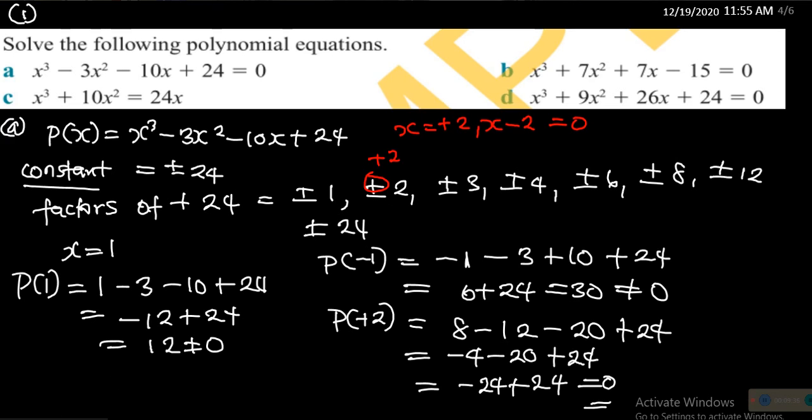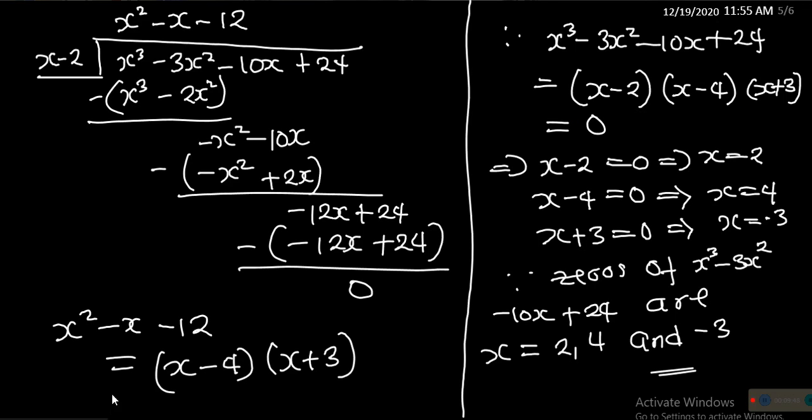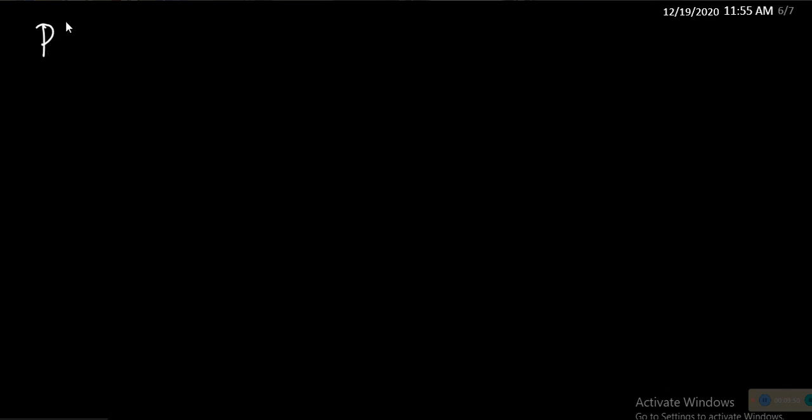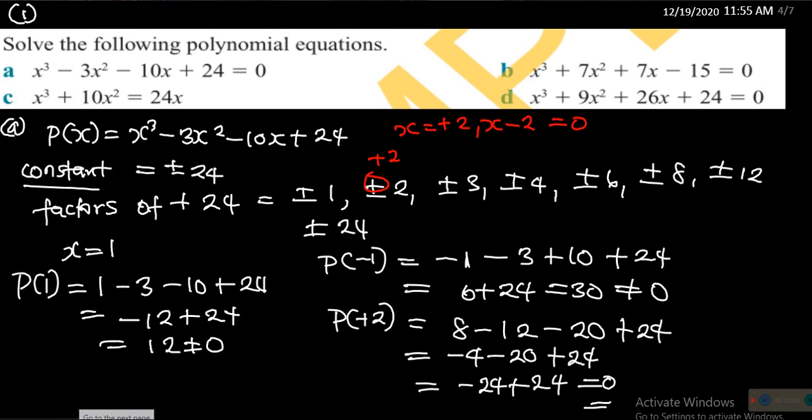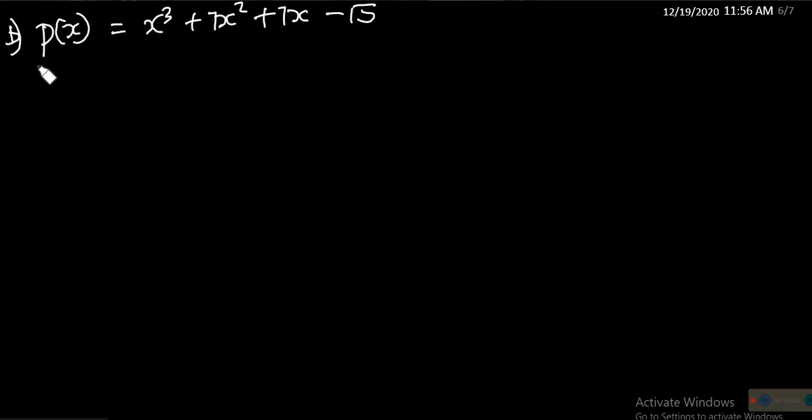Okay, let's take the second example. x cubed plus 7x squared plus 7x minus 15. We have x cubed plus 7x squared plus 7x minus 15. So yeah, it's true. So let's try to find the constant. The constant is minus 15. Now find the factors of minus 15.